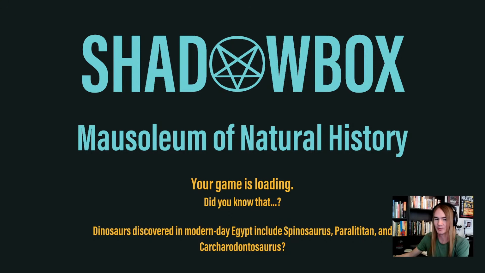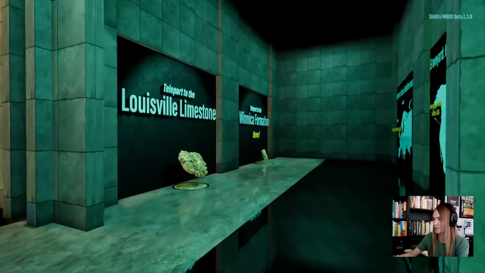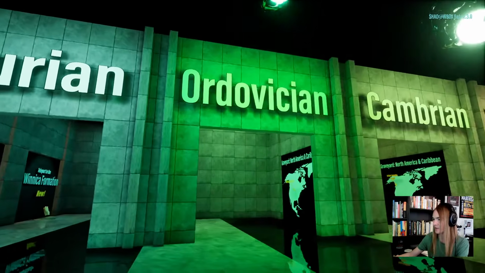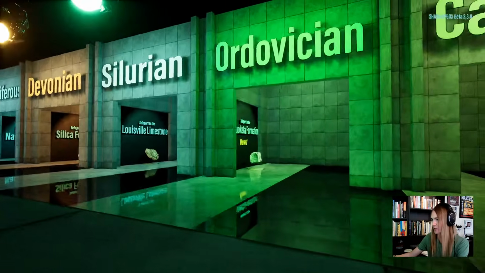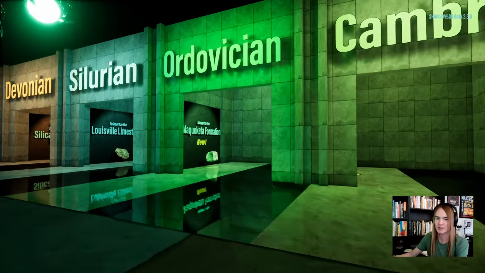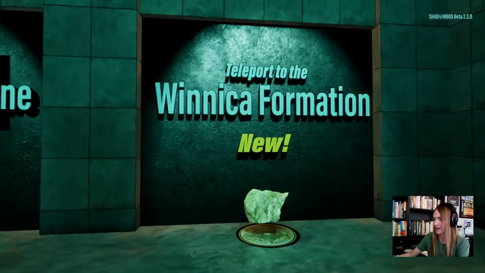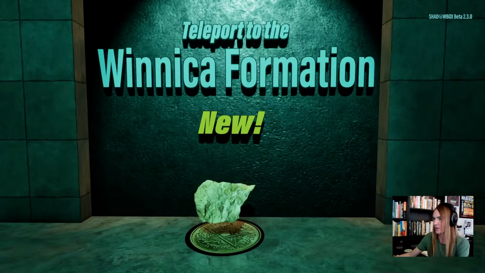We're going to go ahead and jump forward in time to the second exhibit. And this one is really special. So this was the first exhibit to open in the Ordovician crypt. So we now have continuity. You can jump from the Cambrian to the Ordovician to the Silurian. Here in the Silurian, we have just opened up our second exhibit, the Winnica Formation.